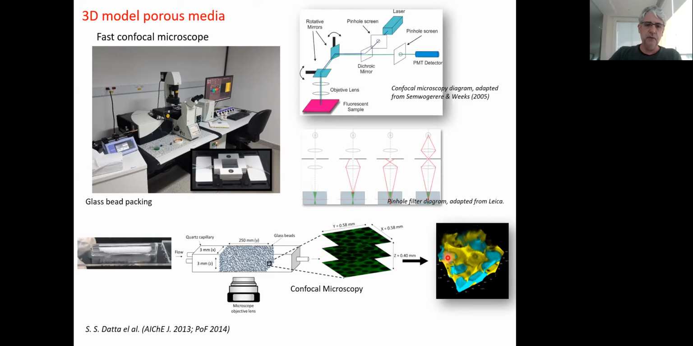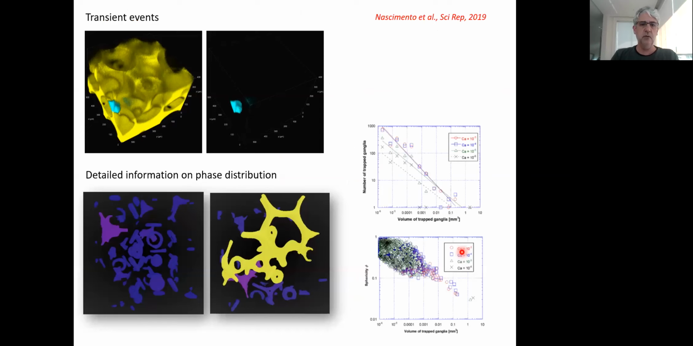So we improved on the technique that was presented by Sujit, using two different improvements. The first one is to use a different fluorescent dye in the different phases. So we can simultaneously see two, three, or even more different liquid phases. So in this picture here, for example, water is the blue phase and oil is the yellow phase. And the other improvement is to use a fast confocal microscope to see the dynamic processes.